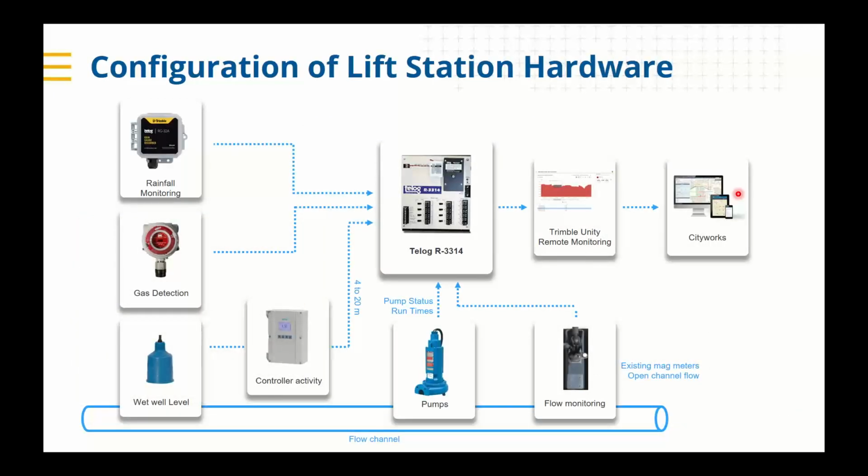So here's what we can configure and what we can measure at a lift station with our RS systems. We can obviously track rainfall monitoring. We can also monitor gas detectors and gas levels in your pump stations and wet wells. We can use ultrasonic sensors to track your wet well levels. And with that as well, we can also tie into controllers that you guys have out there, so you can see what's happening with your controllers and actually have a backup to your SCADA if you need.